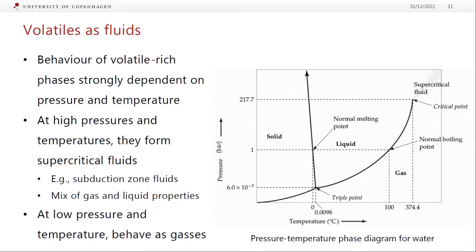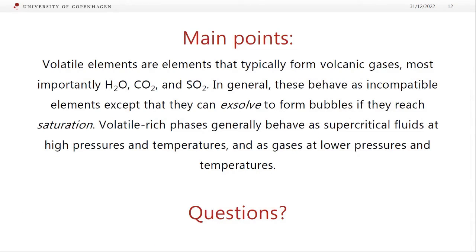However, if we go to low pressure and temperatures, then they're just going to behave as liquids and gases that we're all familiar with. So this is why we often talk about fluids when we're talking about stuff in the mantle. They're not really liquids, they're not really gases. These are supercritical fluids, and sometimes there can be a continuum between a supercritical volatile-rich fluid and a volatile-rich silicate melt. There's not such a hard boundary between them at certain compositions.